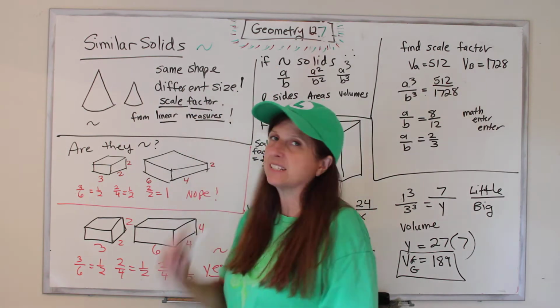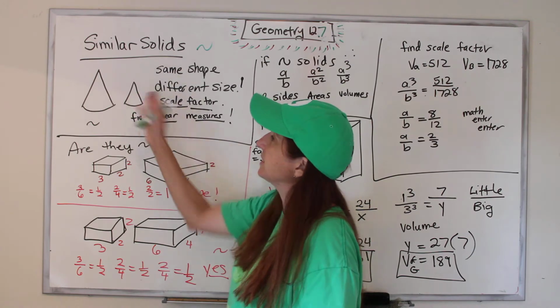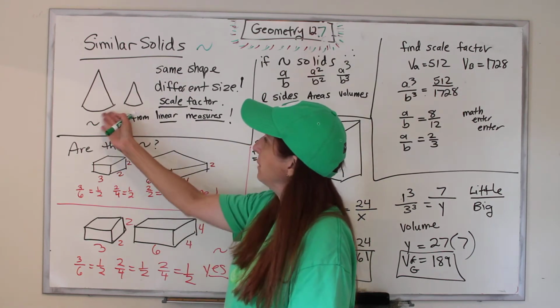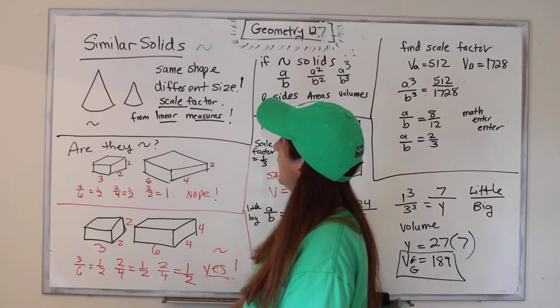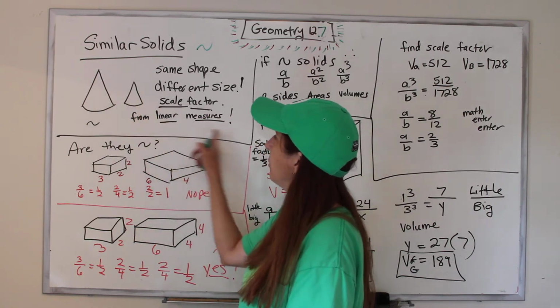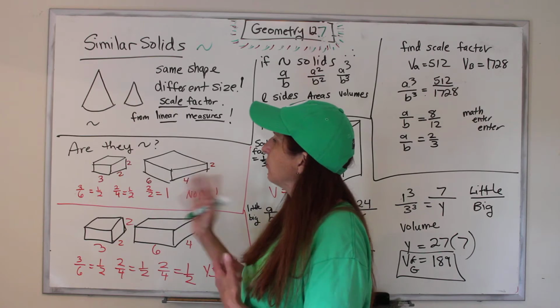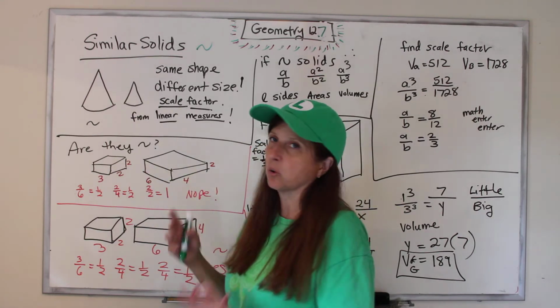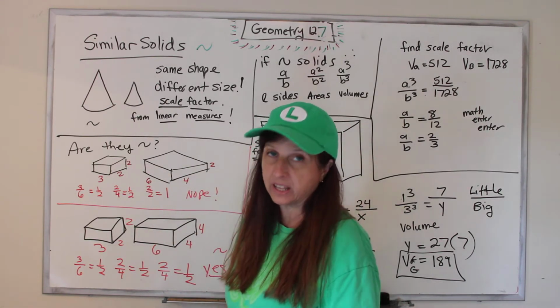And remember, they have a scale factor, even if it's a solid. So here I have a big cone and a little cone. And you can get a scale factor between them from the linear measurements. So, first of all, we're going to say, are they similar? Well, you can't tell by my bad drawing, can you?